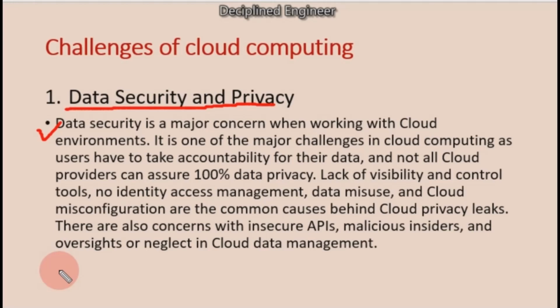So when it comes to cloud computing, data security is a big challenge, and we should look at it as a big challenge to solve. So let's see the next one.